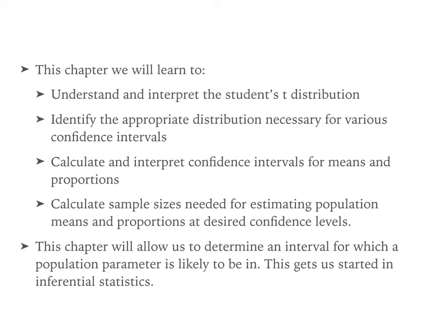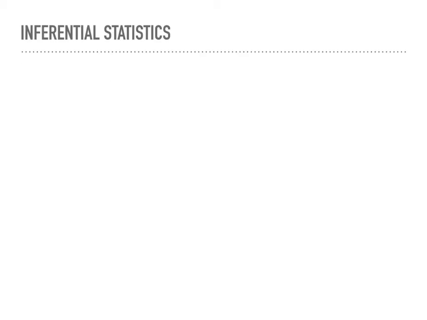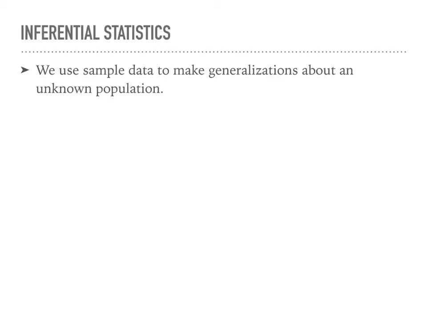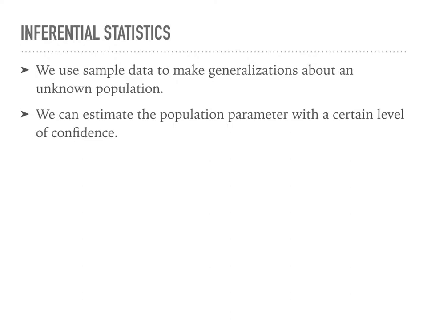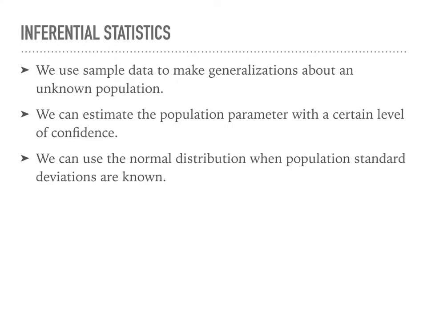And this chapter will allow us to determine an interval for which a population parameter is likely to be in. This is what gets us started with inferential statistics. So, inferential statistics. We use sample data to make generalizations about an unknown population. We can estimate the population parameter with a certain level of confidence.